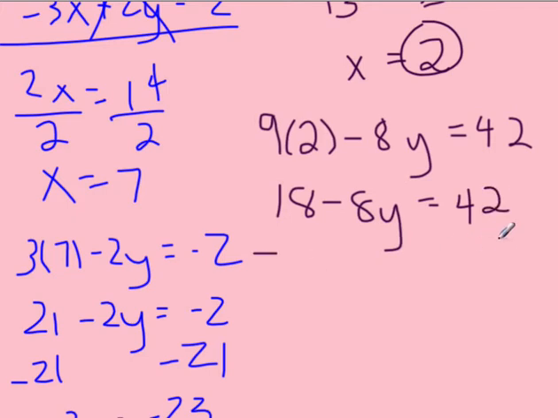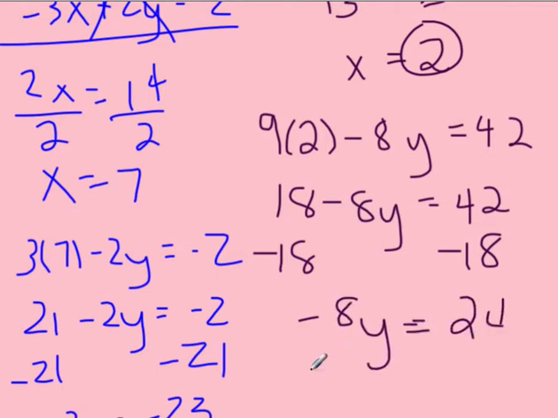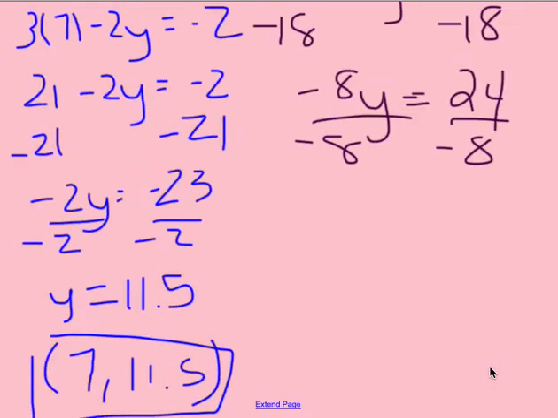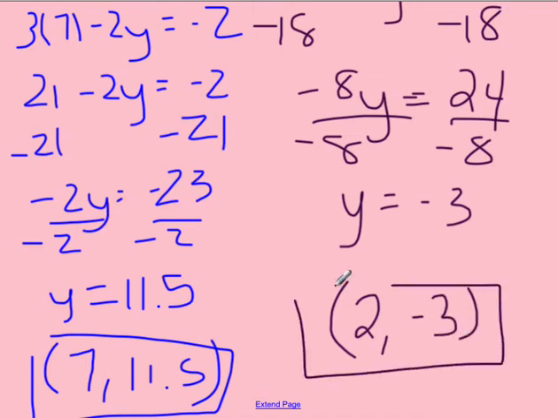Subtract 18 from both sides, and I get a negative 8y is equal to 42 minus 18, which is 24. Divide both sides by a negative 8, and then I get that y is equal to negative 3. So then what we're going to do is put our x first and our y second. So we get 2, negative 3 for number 8.